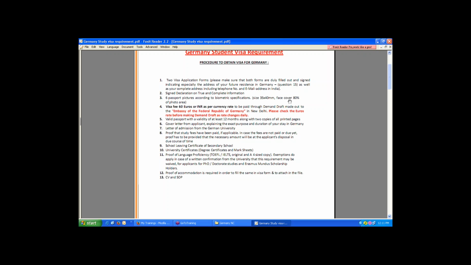A valid passport with validity of at least 12 months along with 2 copies of all printed pages. For Germany, at the time of visa filing, passport validity should remain for 1 year minimum. For the rest of the Schengen countries, at the time of visa application, a minimum of 6 months of validity should remain. But for Germany, it's a 1 year requirement. And the student will have to print all pages of the passport. It doesn't matter whether any visa or rejection is there or not. Even on blank pages, the student will have to print all 36 pages.